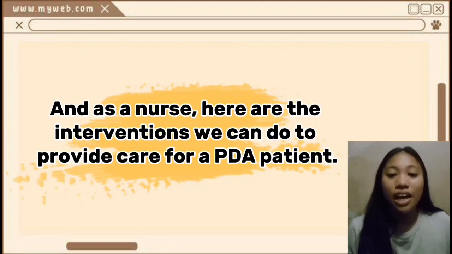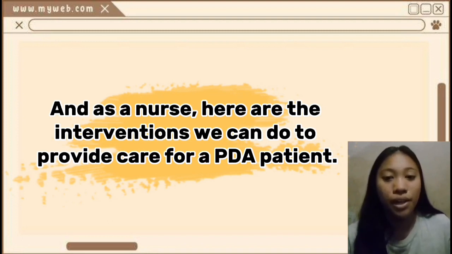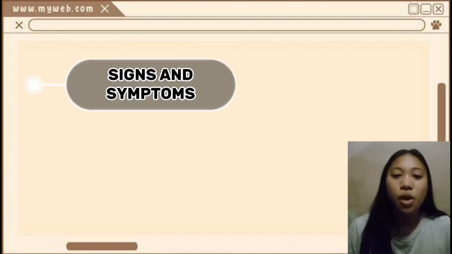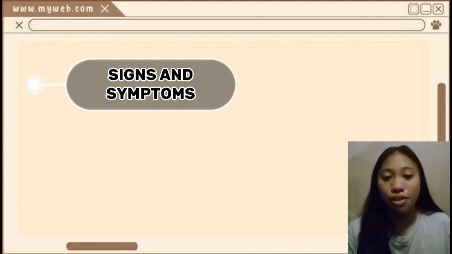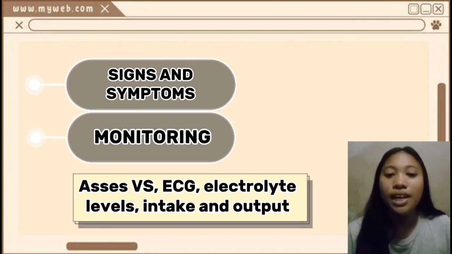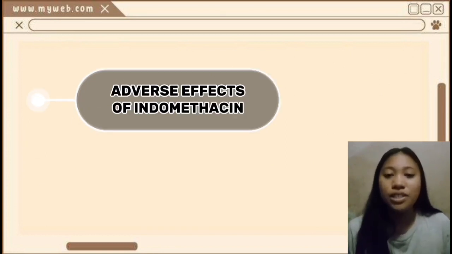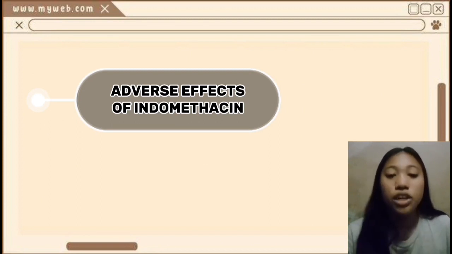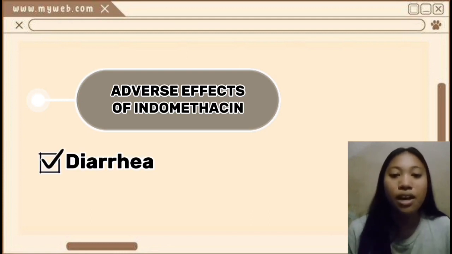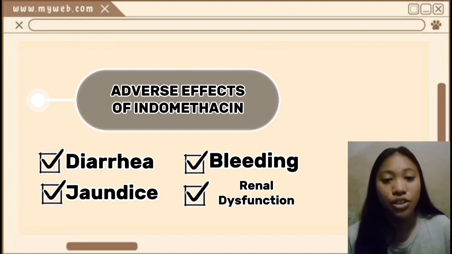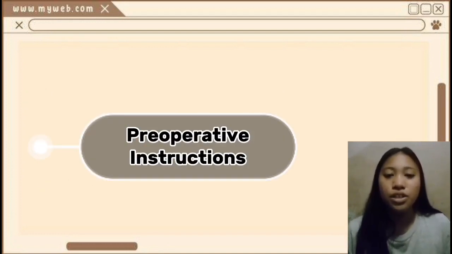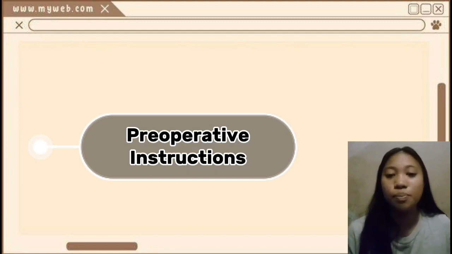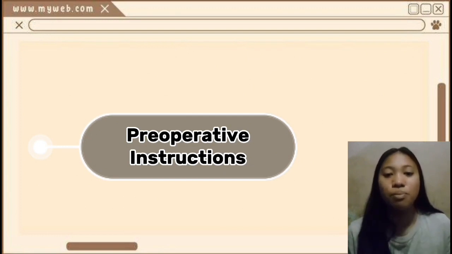And as a nurse, here are the interventions we can do to provide care for a PDA patient. Signs and symptoms: watch carefully for signs of PDA in premature infants. Monitoring: frequently assess vital signs, ECG, electrolyte levels, and intake and output. Adverse effects of indomethacin: if the infant receives indomethacin for ductus closure, watch for possible adverse effects such as diarrhea, jaundice, bleeding, and renal dysfunction. Preoperative instructions: before surgery, carefully explain all treatments and tests to parents, including the child, and tell them about expected IV lines, monitoring equipment, and post-operative procedures.